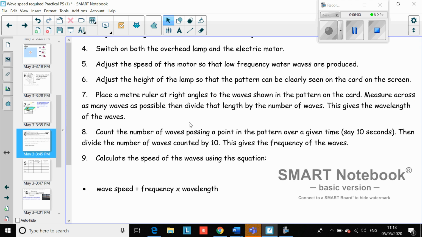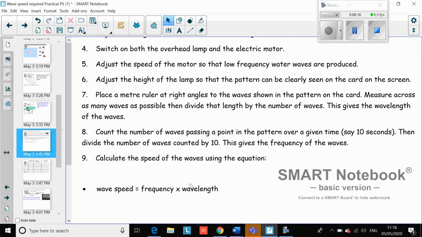Count the number of waves passing a point every 10 seconds and divide by 10. That gives the frequency. And they really love that in the exams, so do make sure you include that. Then calculate the speed of the waves using the equation frequency times wavelength.